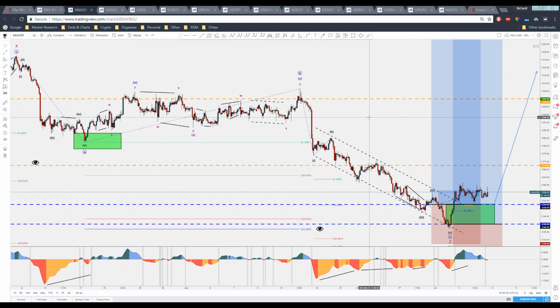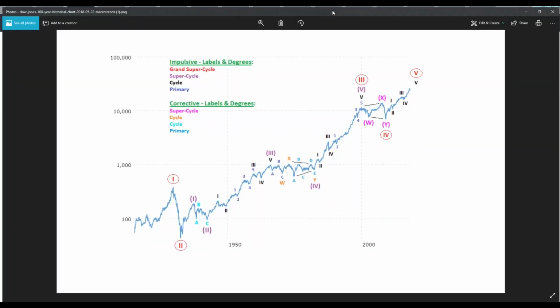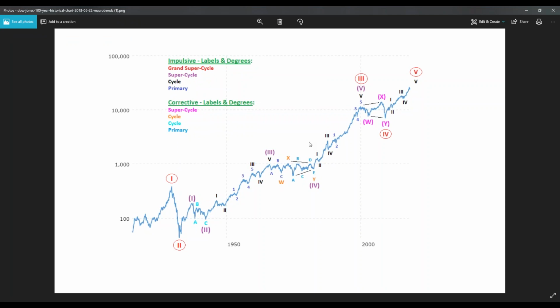Yeah, not to mention that I'm actually taking a look at something, and I know I told you guys about this before, whoever was paying close attention. Now this is a Dow Jones historical chart from 1914, right?